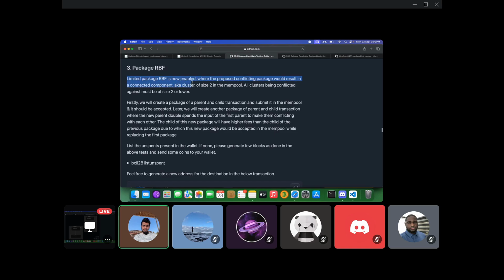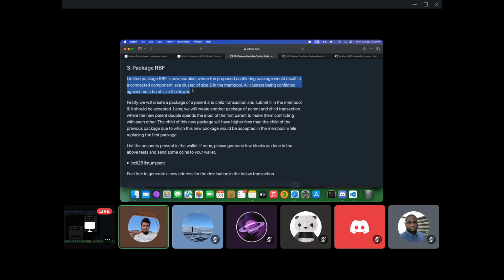Limited package RBF is now enabled where the proposed conflicting package would result in a connected component, also known as cluster, of size 2 in the mempool. All clusters being conflicted against must be of size 2 or lower. So up till now, we have known the concept of one transaction replacing the other transaction. One transaction that is paying a low fee can get replaced by another conflicting transaction that pays a higher fee. Now there is more to it, but I'm just discussing on the surface level.